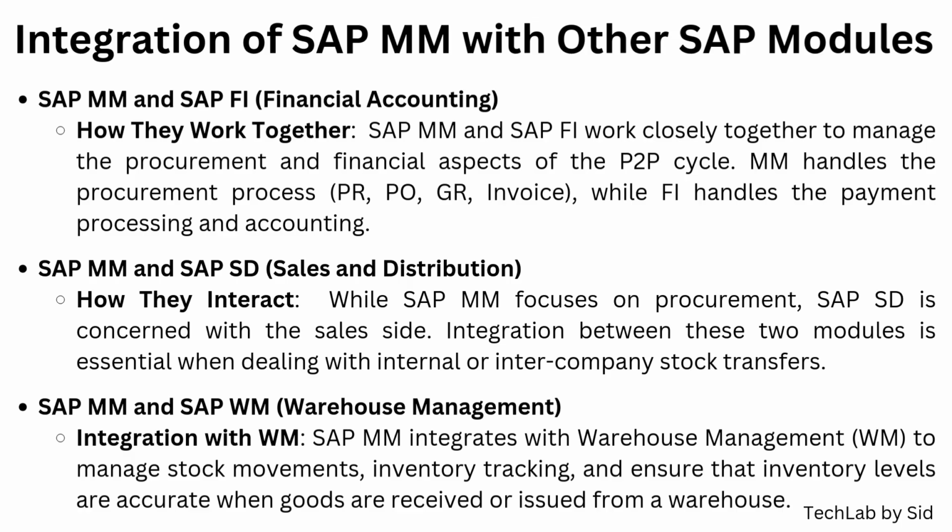The integration between MM and WM is vital for effective warehouse management. MM tracks procurement and inventory, while WM manages detailed movements within the warehouse. For instance, when a goods receipt is posted in MM, it triggers an update in WM to track the location of goods in the warehouse. This integration ensures efficient storage, movement, and management of inventory.